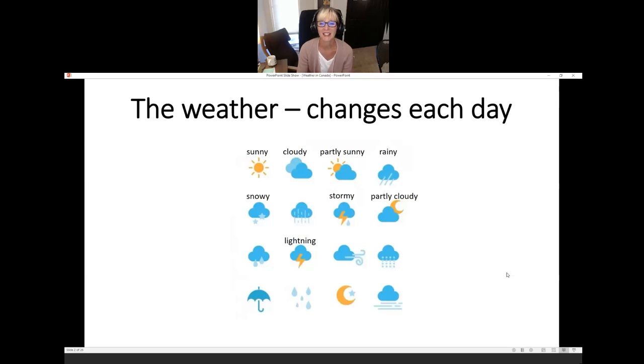Lightning. I can see lightning in the clouds when there is a storm. Windy. Today it is windy. Hail. Okay. There was a storm last week and there was a little hail. But today there is no hail.